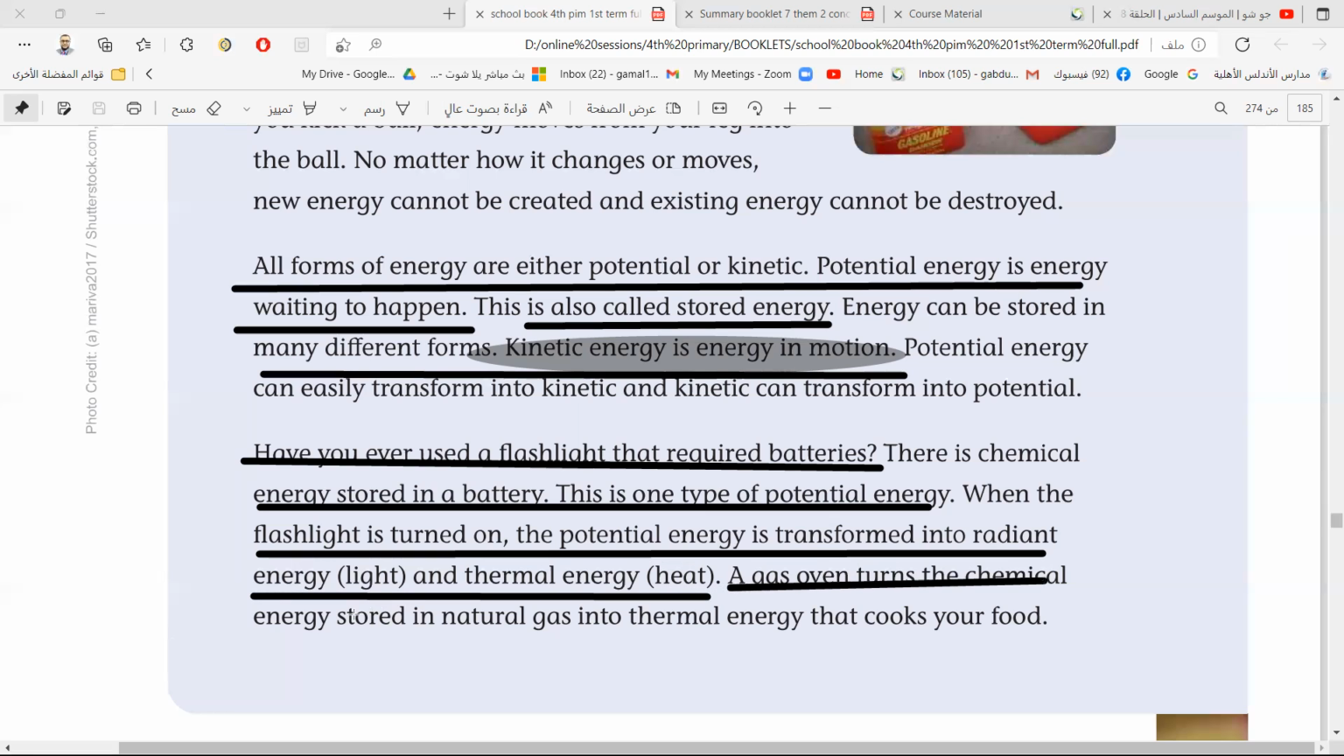The chemical energy stored in natural gas changes into thermal energy when you cook your food in the kitchen. When you cook food, what is the source of energy? The heat energy comes from the natural gas. Natural gas is a stored chemical energy. You need to burn it to get thermal energy.